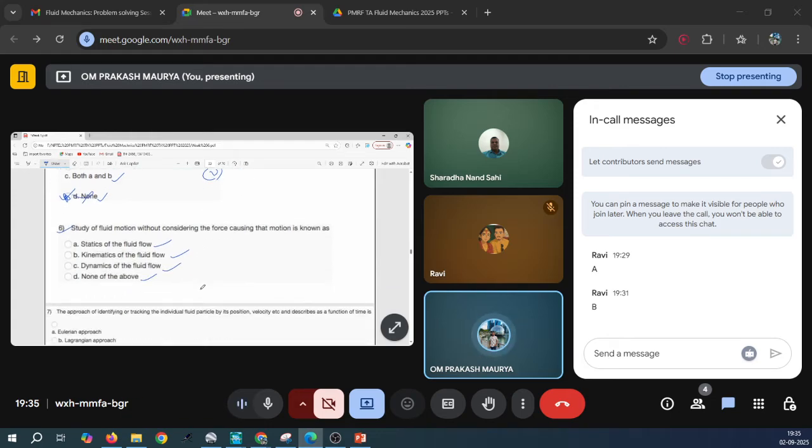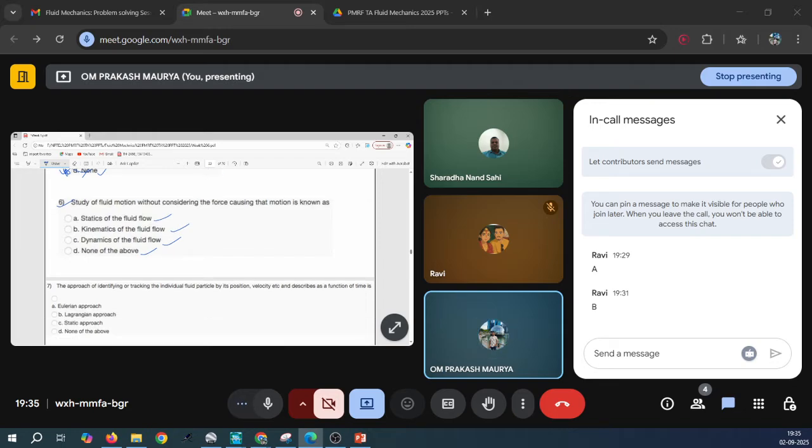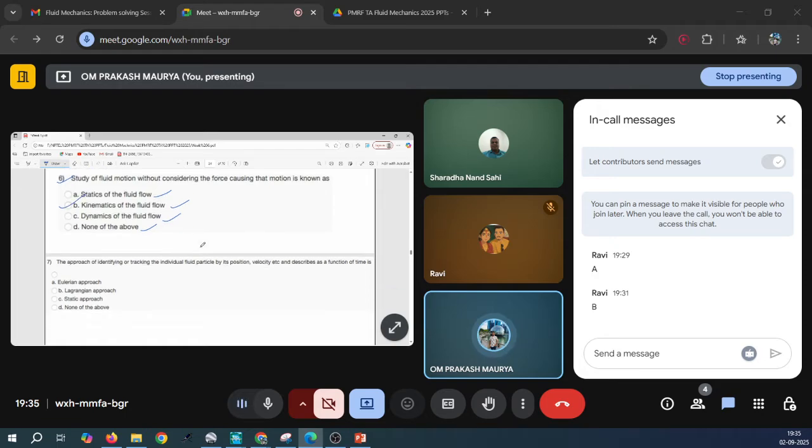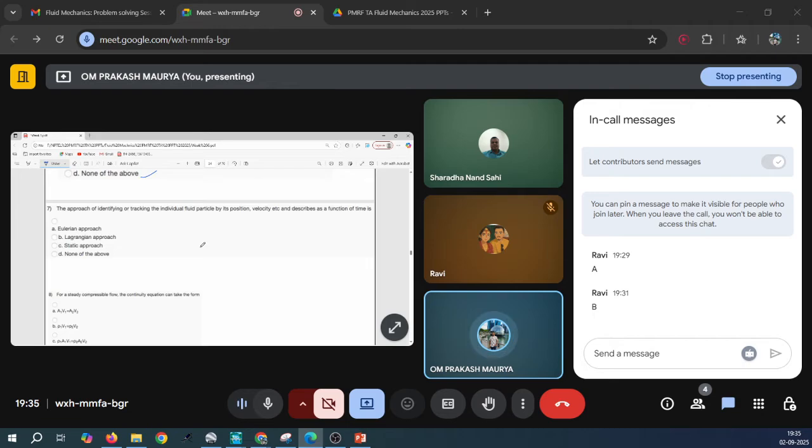Okay, now moving to question number 6. The study of fluid motion without considering the force causing the motion is known as kinematics of the fluid. Yes, very good. Option B is correct here. Now let us move to the next question.